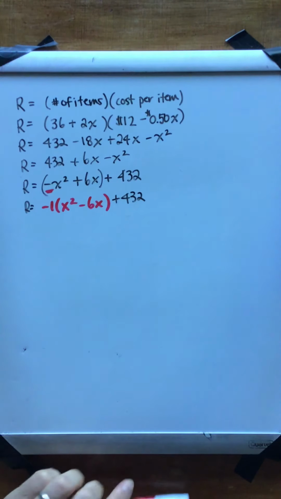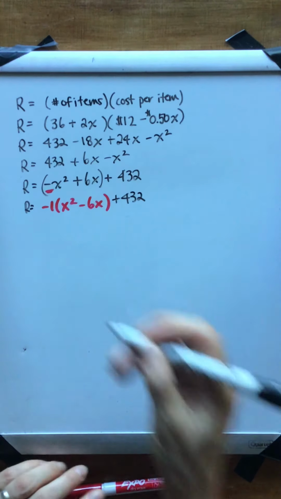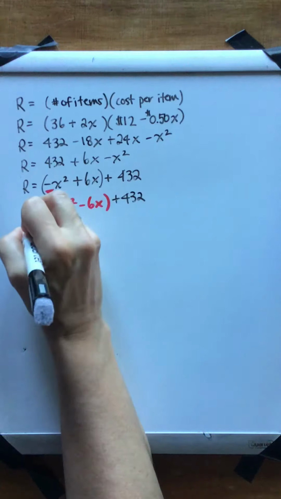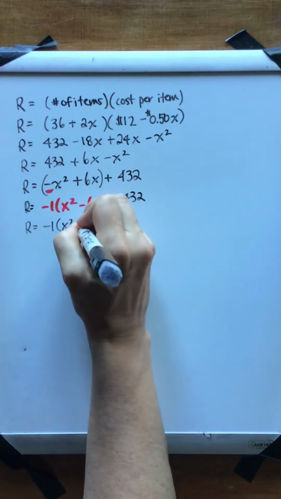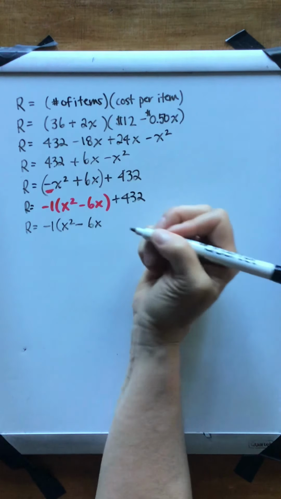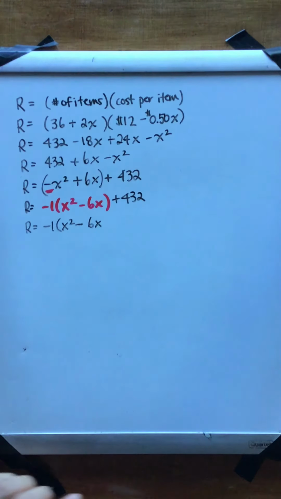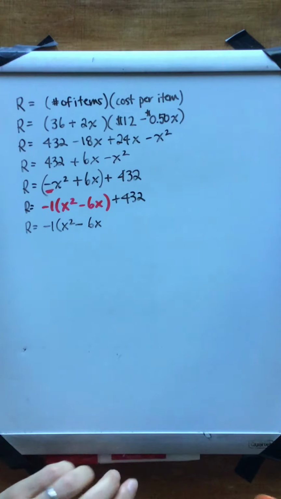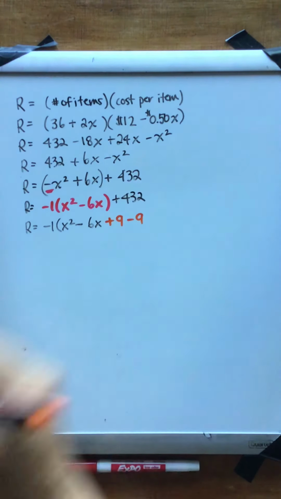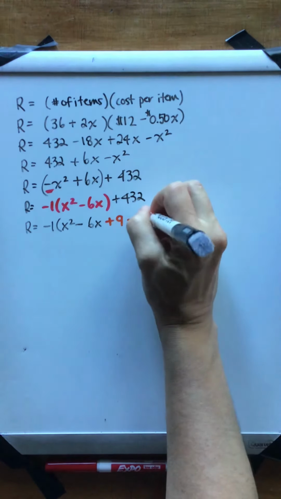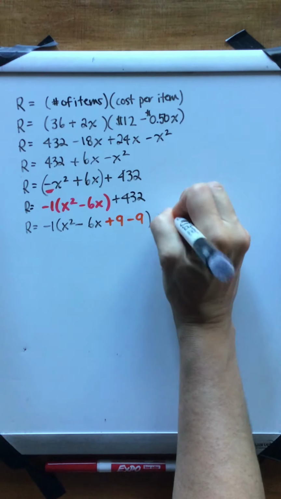Our next step in completing the square is to generate a perfect square trinomial inside these brackets. And to do so, what I can do is take half of the b value, which is negative 6. That gives me negative 3. And I can square it. So negative 3 times negative 3 is positive 9. Subtract 9 so that I'm not altering the equation in any way, and 432.